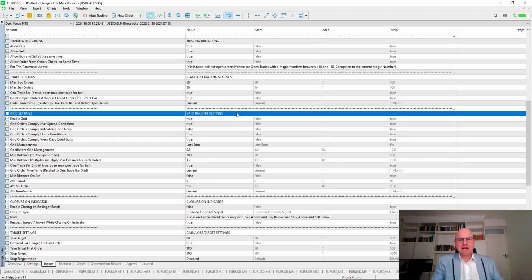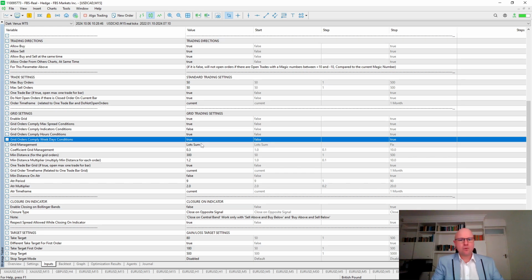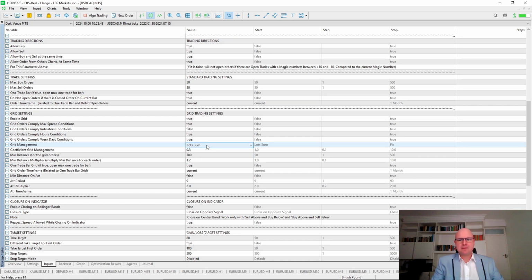Now, if we get to our gain loss settings and our trailing stop settings, we need to first discuss our grid. Now, the way that cost averaging works, if the price goes against you, it then enters another trade. Now, I've enabled the grid, but I've also enabled some other conditions where it needs to comply with the maximum spread, the hours, and the days of the week. We use the lot sum function for our grid management calculation, but a very low coefficient of 0.3 with a very big distance between the trades of 30 pips, which multiplies by 1.2.